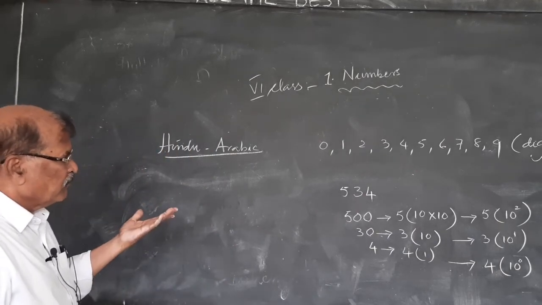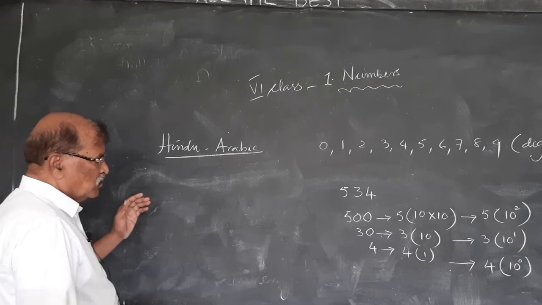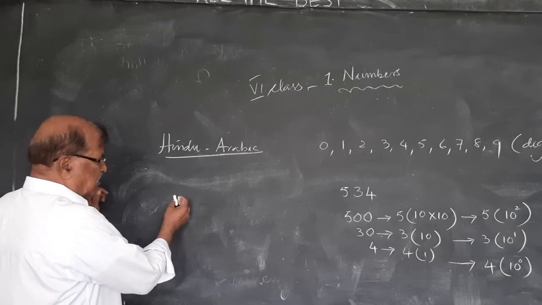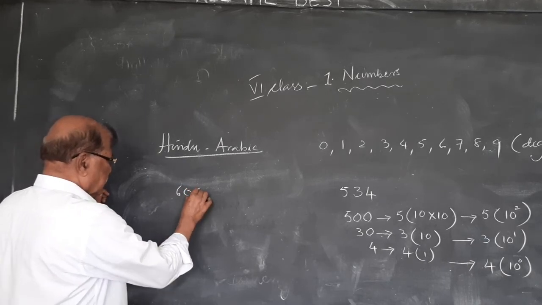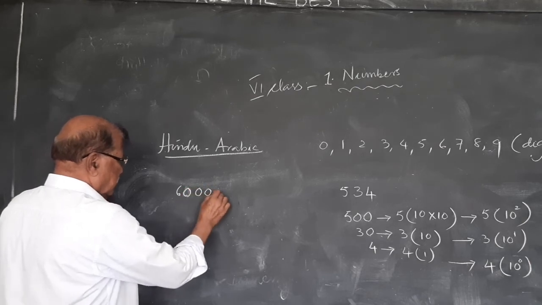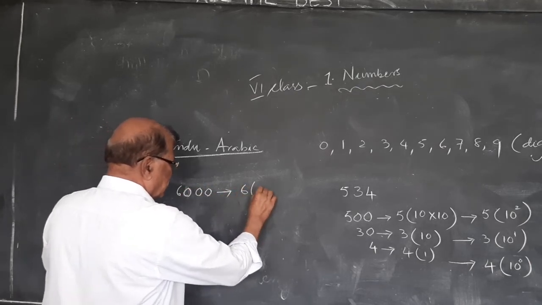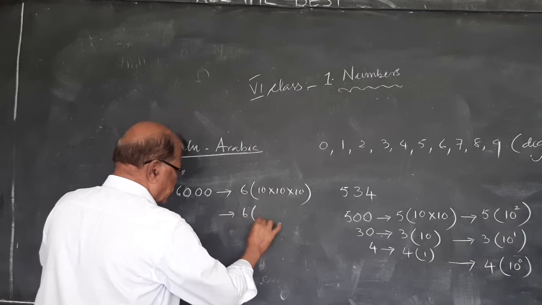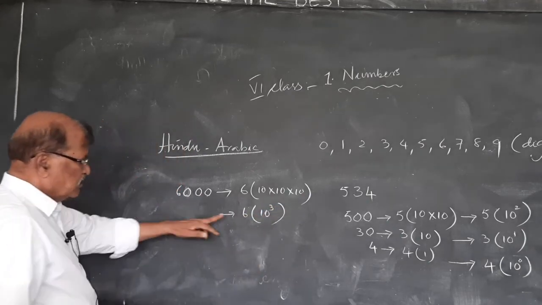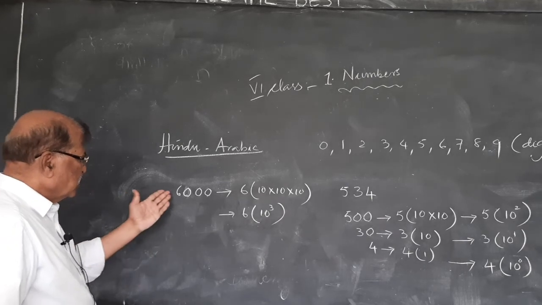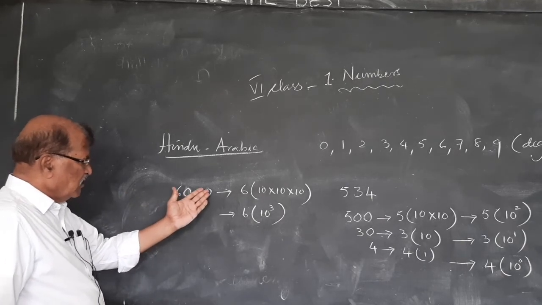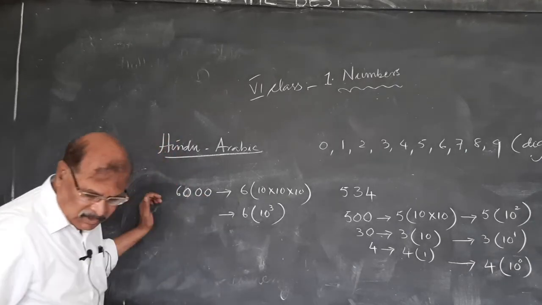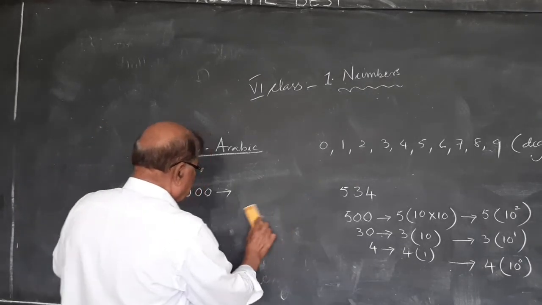You take any number. What is the mechanism? What is the value of that? For example, you take 6,000. You take 6 into 10 into 10 into 10. So this is 6 into 10 to the power of 3. Nothing is left; you don't have any value in the units place. So this also can be written in another way.